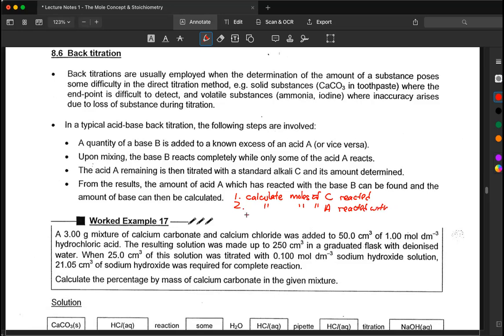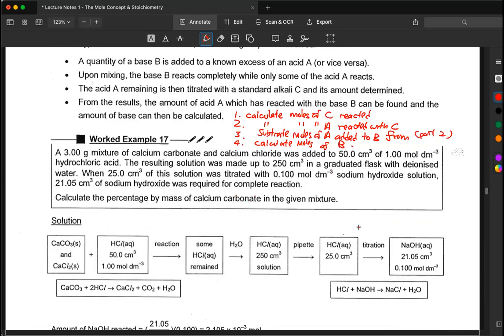After which you subtract the mole of A added in step 1 initially to B, to subtract from part 2, the 3 minus 2, and then work out or calculate the mole of B.